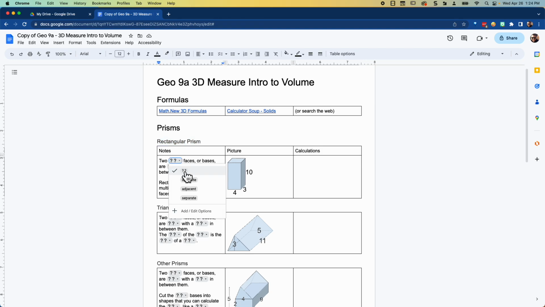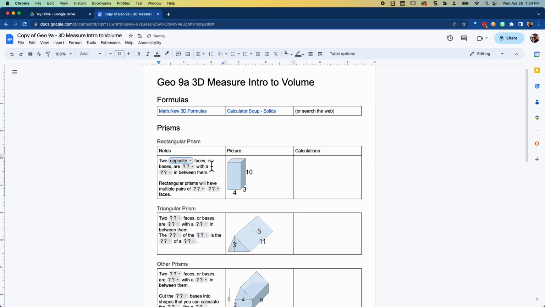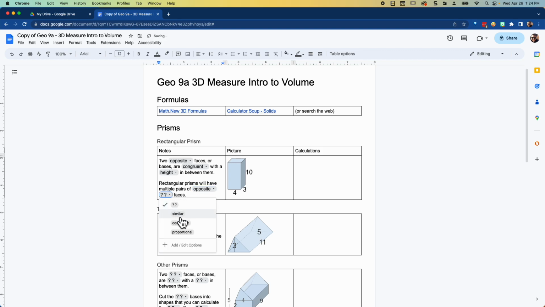A rectangular prism has two opposite faces or bases that are congruent with a height in between them. In other words, we have this top face and this bottom face, and we can calculate those by finding the area, 4 by 3, and then multiplying by 12. But with rectangular prisms, we're not sure which ones are the opposite congruent faces.